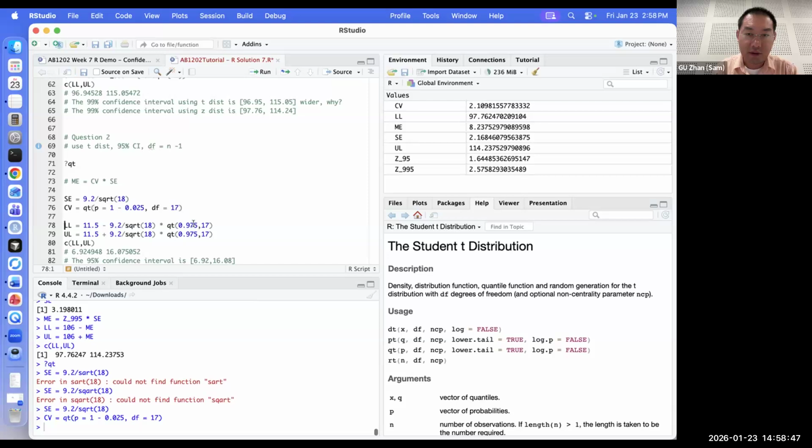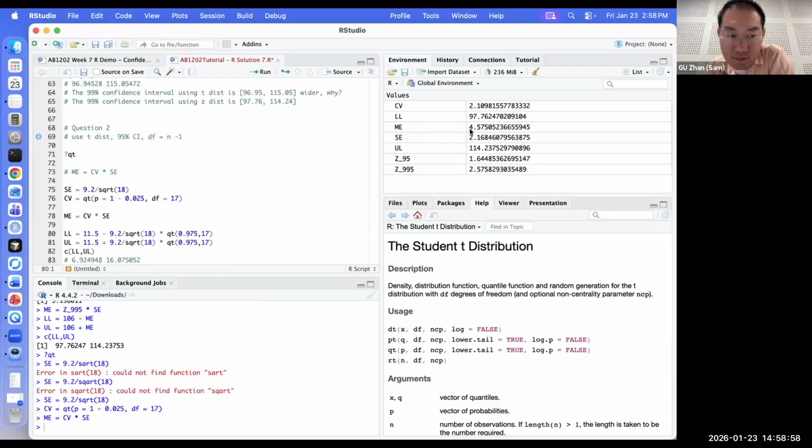Okay, so CV, we already got CV. CV is 2.10. Then what about ME equals CV times SE? So now we have ME is 4.57. Then next is lower bound and upper bound, which is easy.